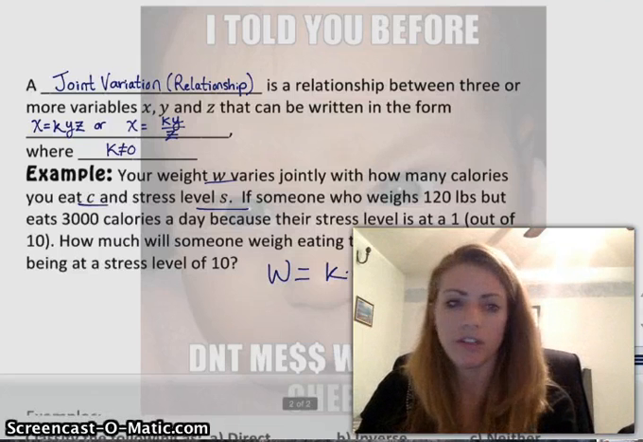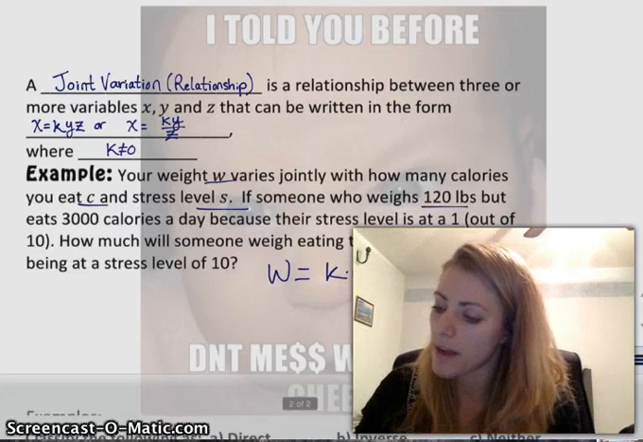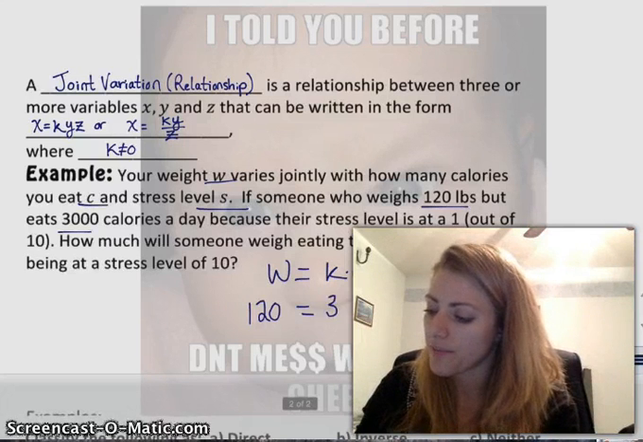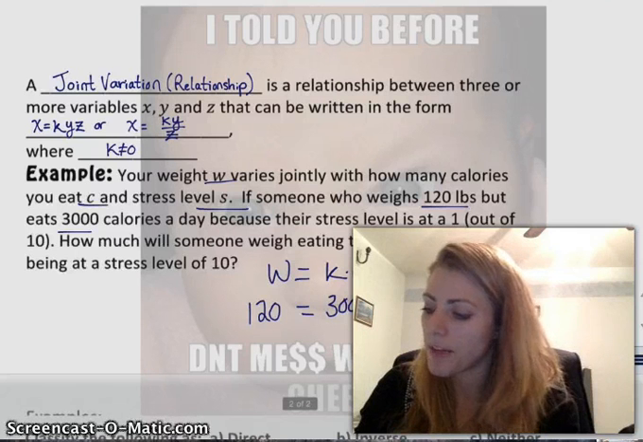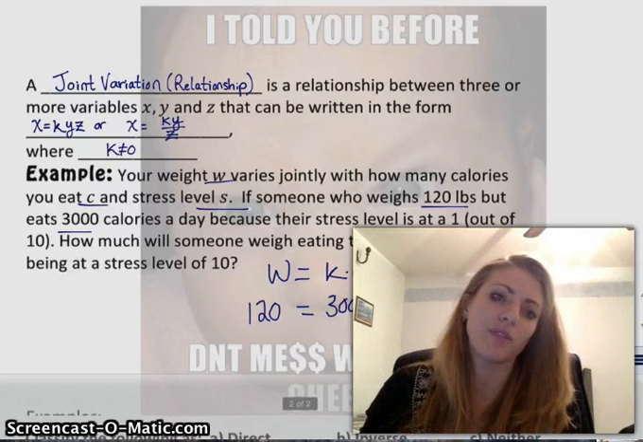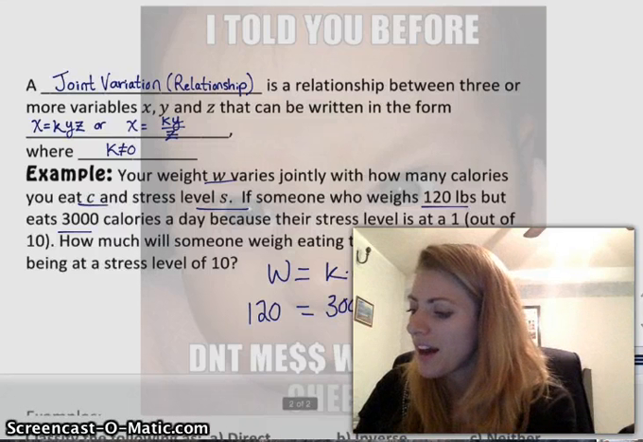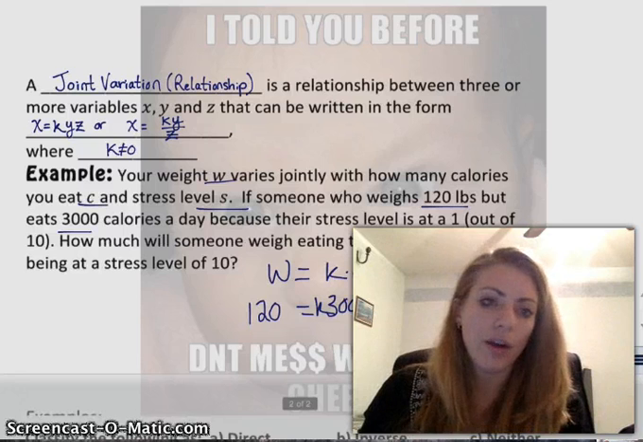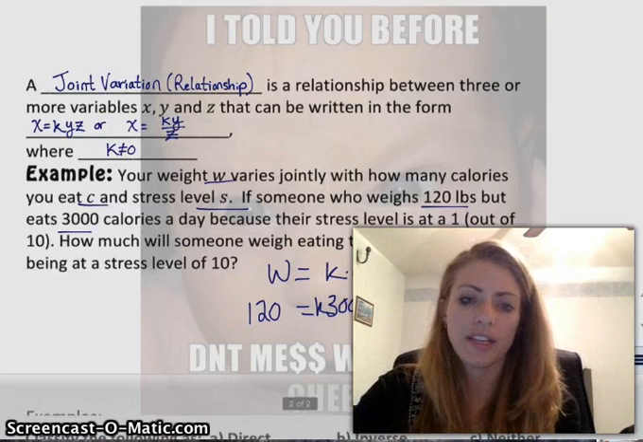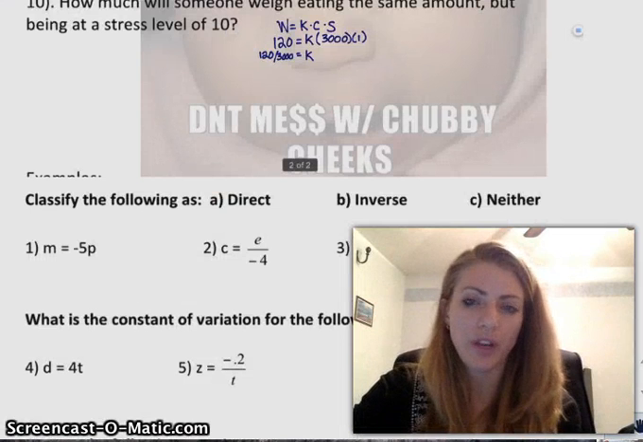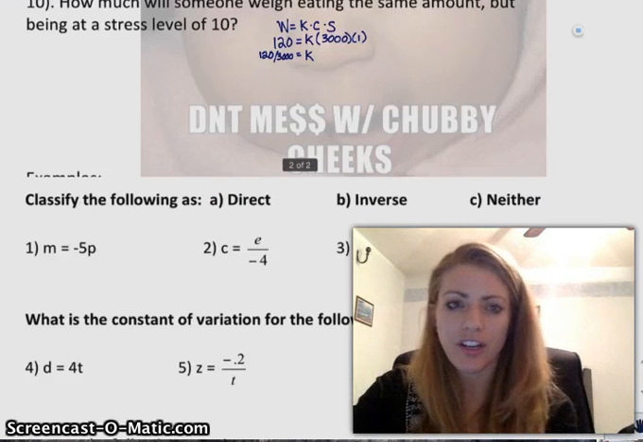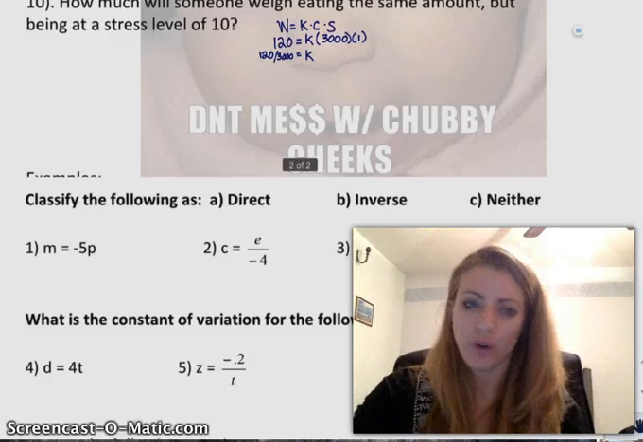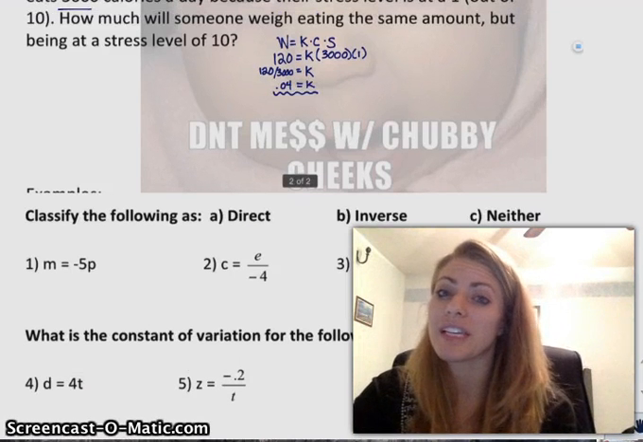And so they give us enough information to figure that out. If someone weighs 120 pounds, so I'm going to plug that in, 120, eats 3,000 calories a day, because their stress, we're going to count our stress level on a scale of 1 to 10 for the sake of this problem, times our calories, times our constant, times our stress level, which is 1. Then we can figure out what K is. And then we can answer the other question. So we get K is equal to 120 over 3,000, which if you just plug that in your calculator, you get K equals 0.04.